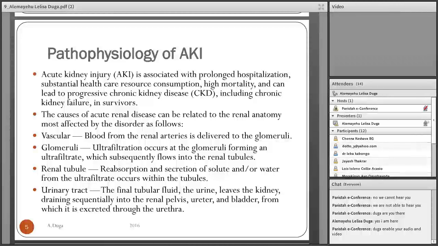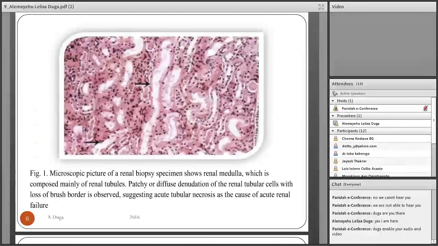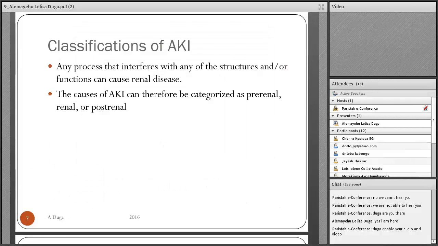So the cause of acute kidney disease can be related to renal anatomy. For example, vascular: blood from renal arteries delivered to glomerular. Glomerular: ultrafiltration occurs at glomerular, forming ultrafiltrate. And renal tubules: reabsorption and secretion of solute and water from ultrafiltrate occurs within the tubules, as well as urinary tract. Okay, so we can see pathophysiology of acute kidney disease in different ways.